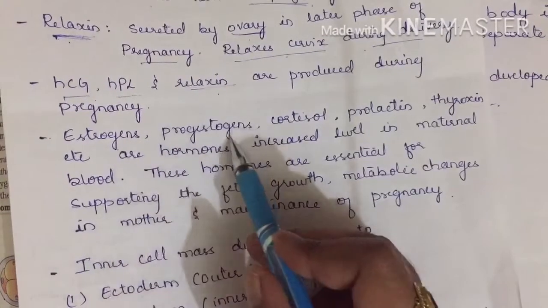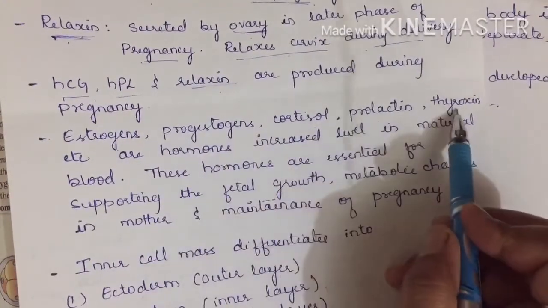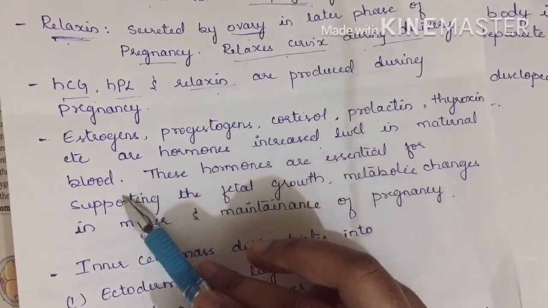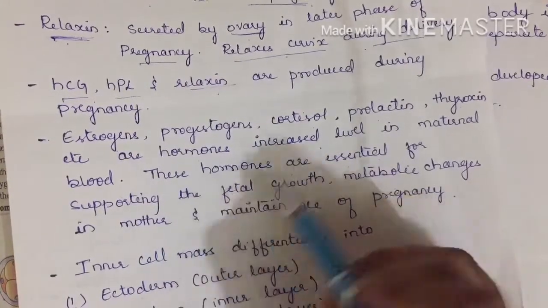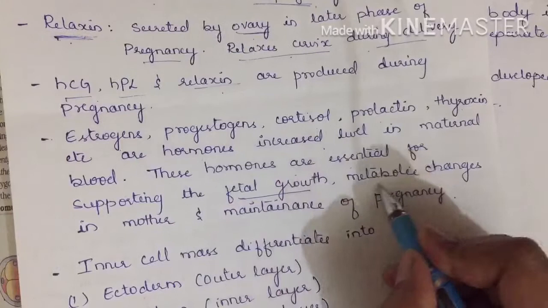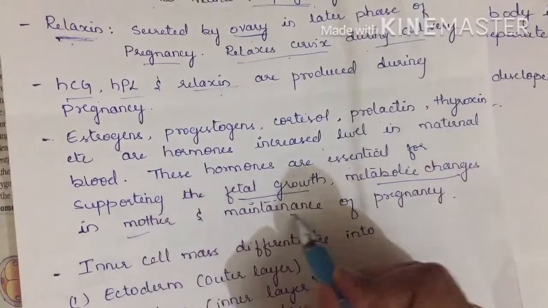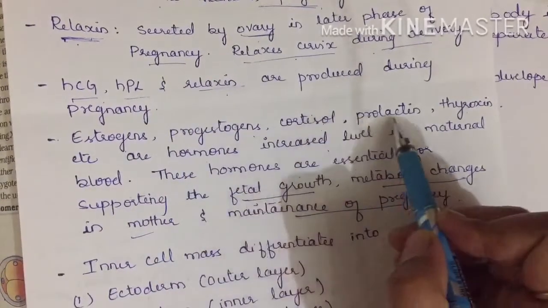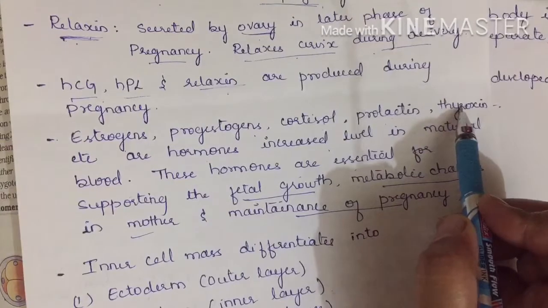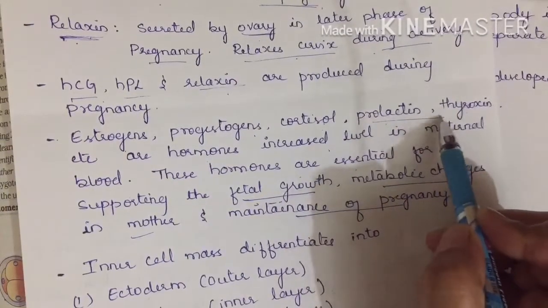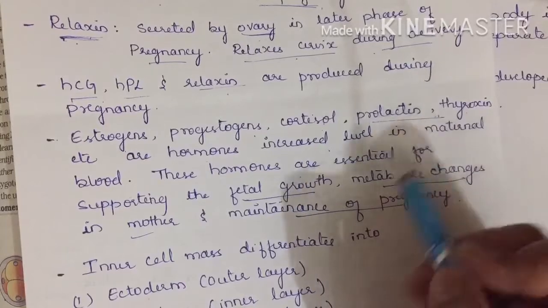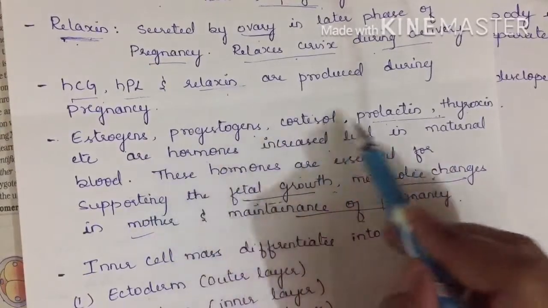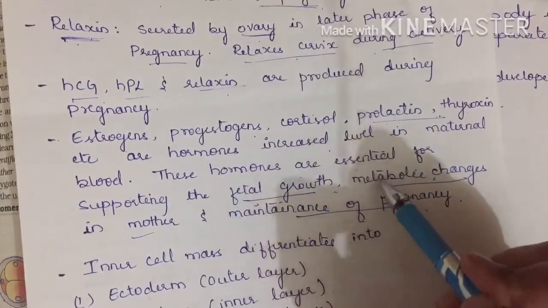Next, estrogens, progestogens, cortisol, prolactin, thyroxine, etc. are the hormones which are produced in a large amount in the mother's body. These hormones are essential for supporting fetal growth, metabolic changes in the mother and even maintenance of pregnancy. Estrogen, progestogen, cortisol, prolactin and thyroxine, and many other hormones, are secreted in large amounts during pregnancy.